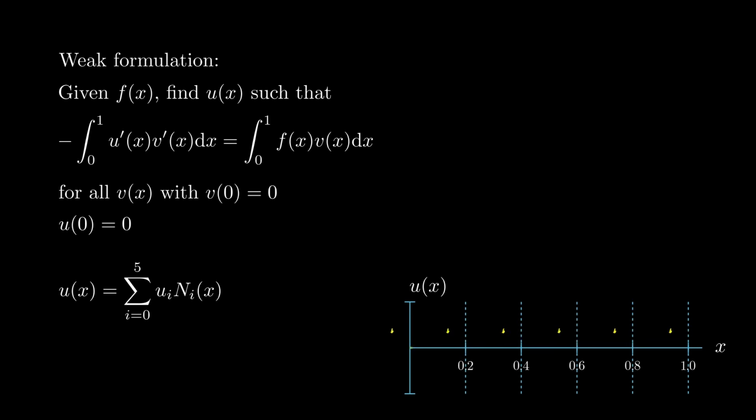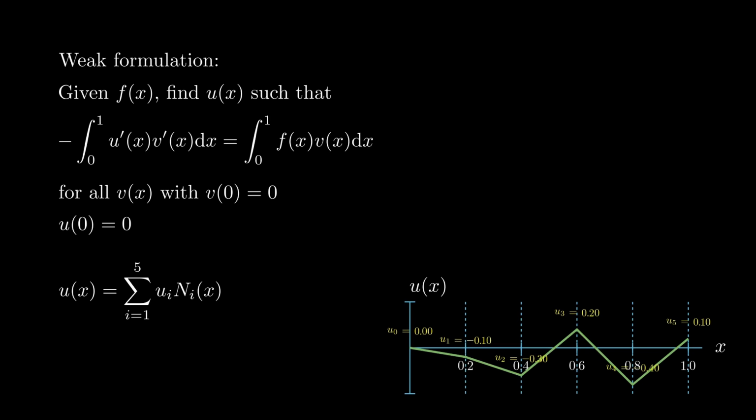For linear shape functions, we get a piecewise linear ansatz for u. By tweaking the parameters ui, we obtain differently shaped functions u. Our goal is now to compute the unknown parameters ui. The first thing that we observe is that the boundary condition u at x equals 0 is 0 tells us that the first parameter u0 must be 0. And therefore our ansatz simplifies slightly.